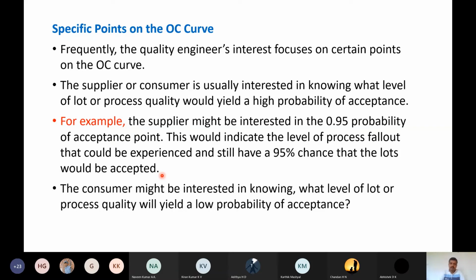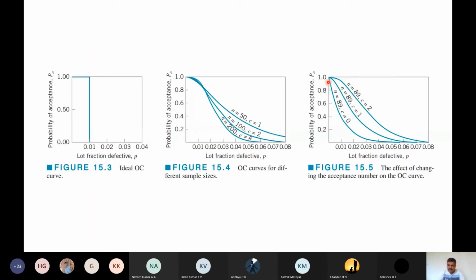We're looking at a specific point. Specific point means, for 95% acceptance on the OC curve, what should be the lot fraction defective? If you consider the previous example, 95% means 0.95, somewhere here. So in order to get an acceptance level of 0.95, the lot fraction defective should be around 0.0203. So if you want a particular level of acceptance probability, you will get an idea.